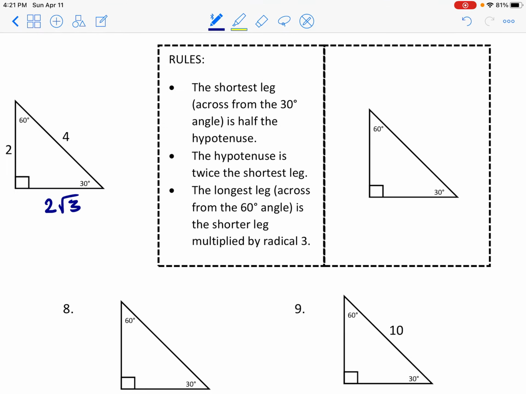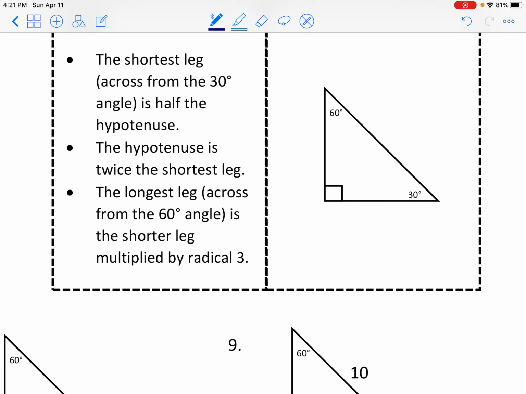But the shortest leg, that's the one that is across from the smallest angle. Let's call that side x. Okay, the hypotenuse is always double what that length is. So if this side length was 2, this is going to be 4. If this was 3, this would be 6. If this was 8, this would be 16. So if we're going to call that x, then this side length is going to be 2x.